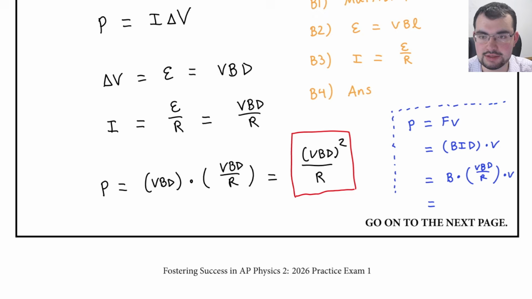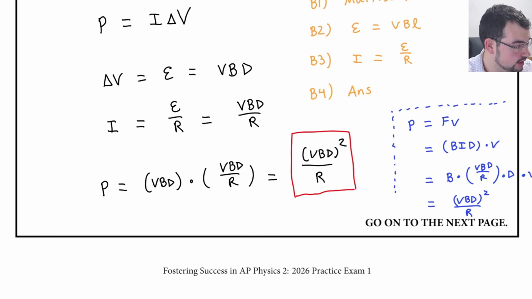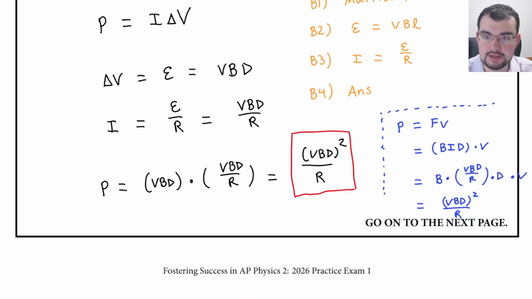And notice you do get the same answer, B times I times D times V. So you get V squared B squared D squared over R. You could have done that. I don't know why you would, but it does get you the correct answer. So there is that.